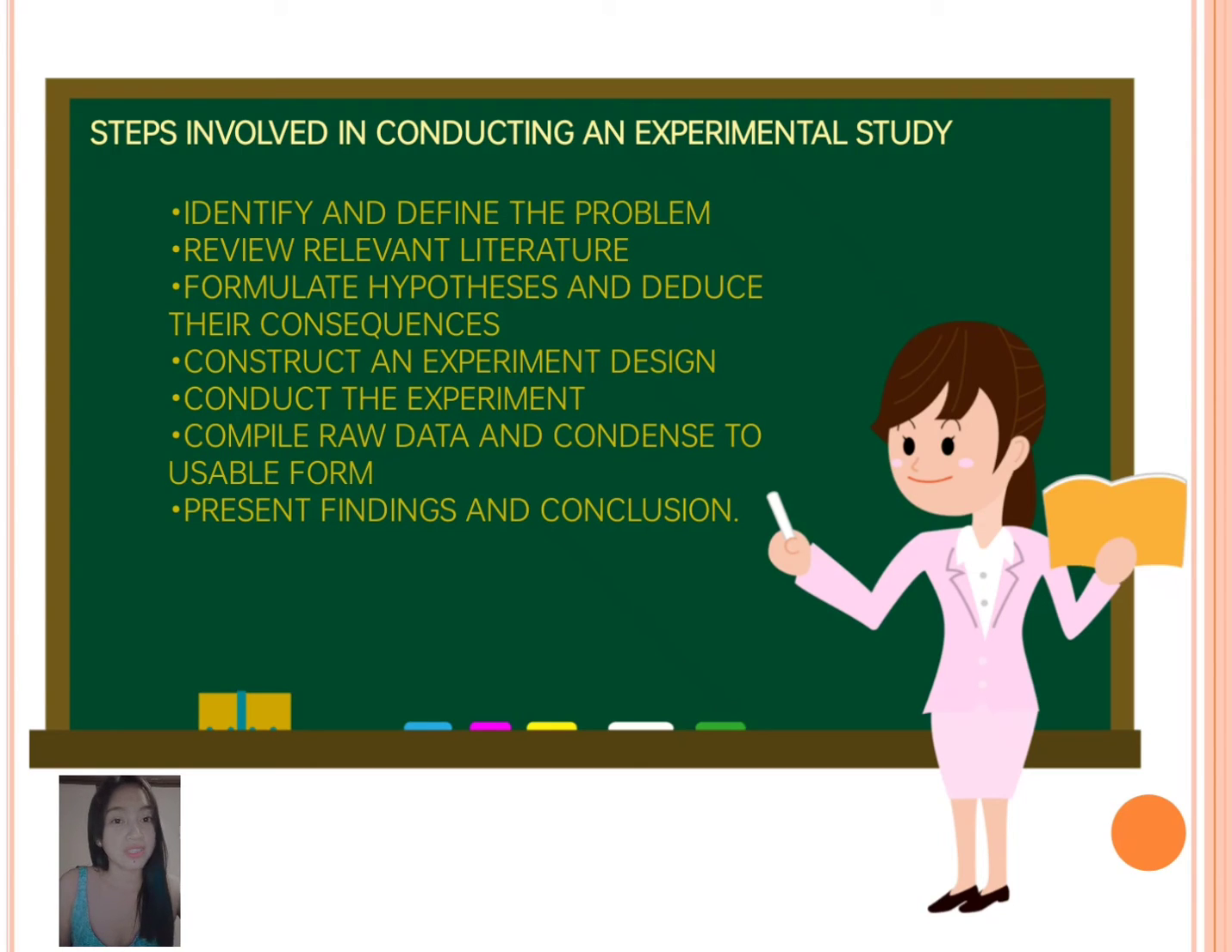Next is formulate hypotheses and deduce their consequence. In this step, it is almost impossible for a researcher not to have any hypothesis or objectives before proceeding with his work, because a hypothesis or the objective shows the direction to our researchers. That is why in experimental research, the research design is built around a tentative hypothesis or clearly defined objectives.